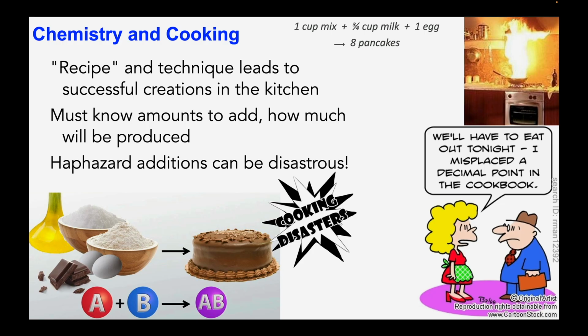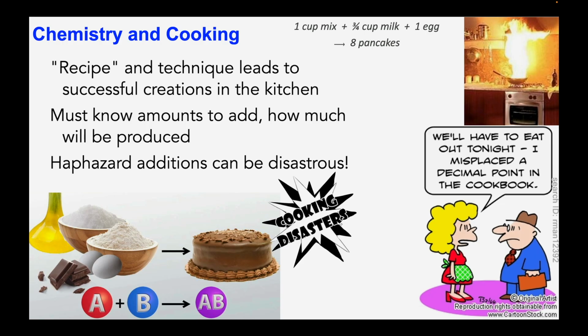So for example, in your cake, if you had too much flour, it wouldn't come out very nice. On the other hand, if you added too little flour, it would come out kind of weird and hard. So you have to know the amounts in cooking, and you have to know the amounts in chemistry. If you're having people over for dinner, it's nice to know how much you're going to make. So if you're making one cake and you have, say, 6 or 8 people, that would be fine. But if you have 20 people coming over, you might need, for example, 2 cakes.